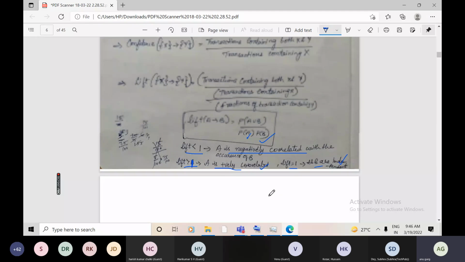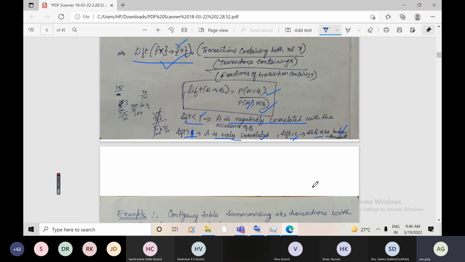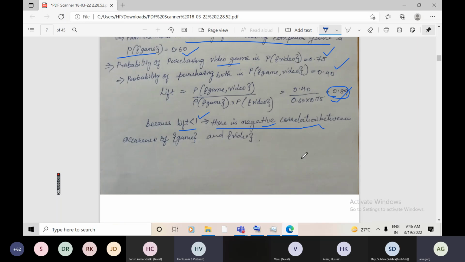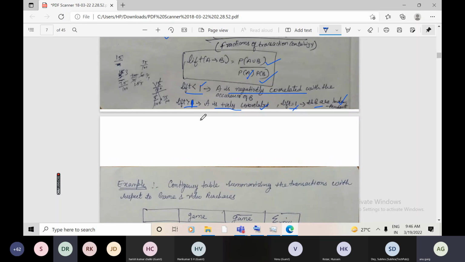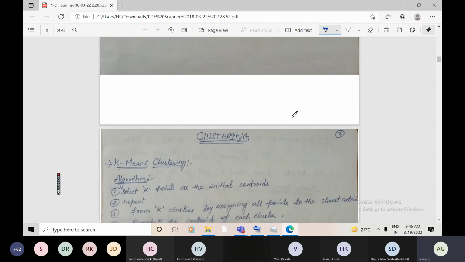No. Here, as per lift, if it is less than 1, A is negatively correlated. If it is equal to 1, they both are independent. And it can't be more than 1, right? It can be. If it is more than 1, then it is positively correlated. Oh, so it's not the typical correlation value which ranges between 0 and 1. No, it is just a normal value. Oh, okay, understood.